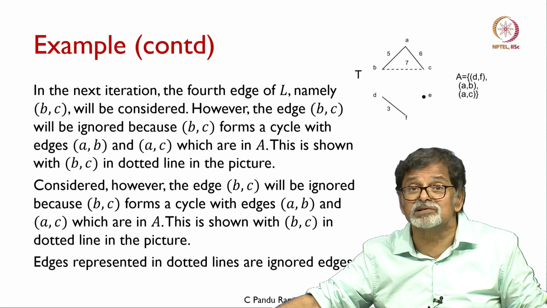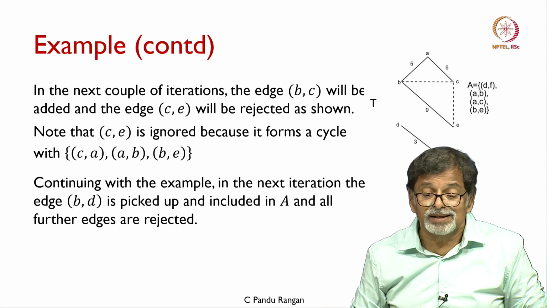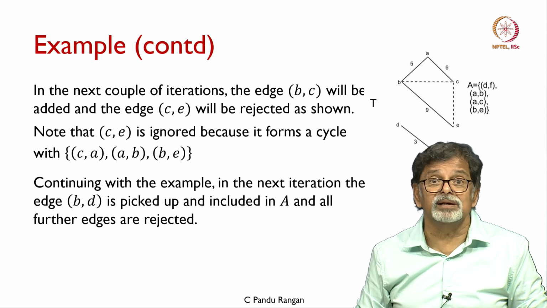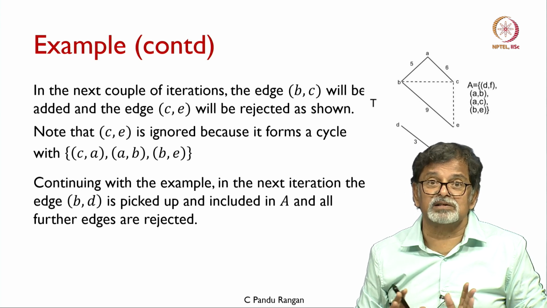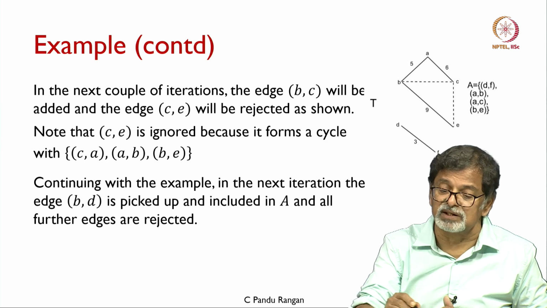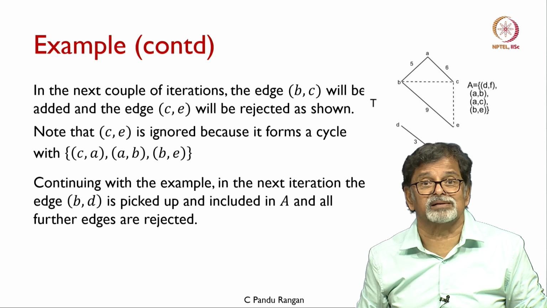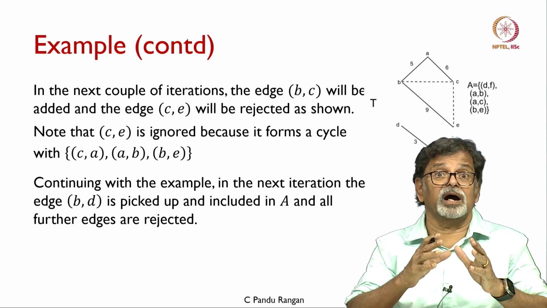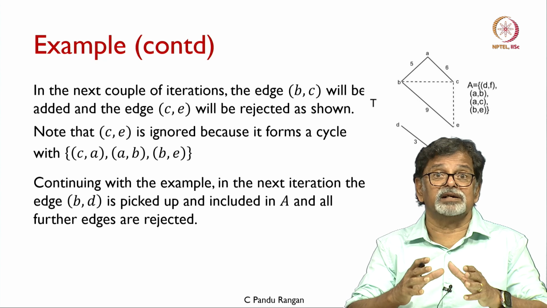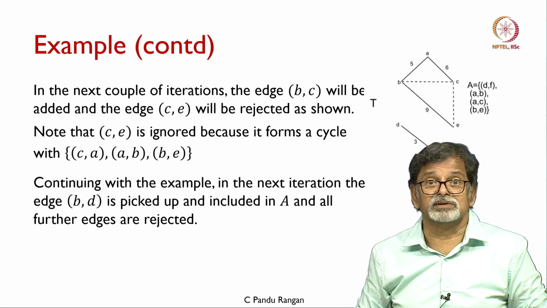The dotted lines are showing the ignored edges. The next edge is BE, but when I add BE, it is not a problem. You can see that I can add BE without creating any cycle. BE does not create a cycle. Remember, I am saying that it is not forming a cycle by showing you the picture, right.